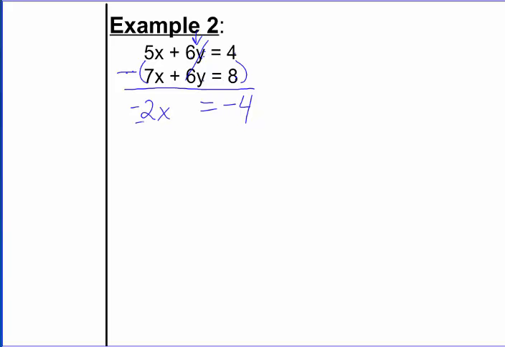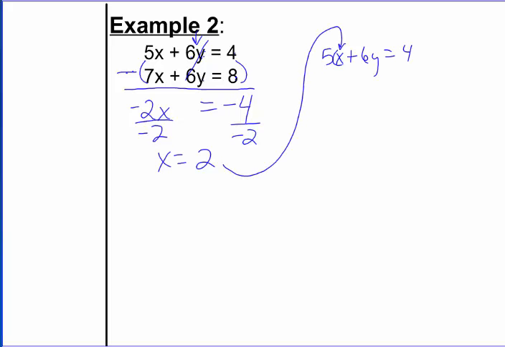Now we have x left, so solve for x. You get x is equal to 2. Now go back to one of your original equations. So I'll use the 5x plus 6y equals 4, and we're going to take the x equal to 2 and plug it into the x spot. So we get 5 times 2 plus 6y equals 4.